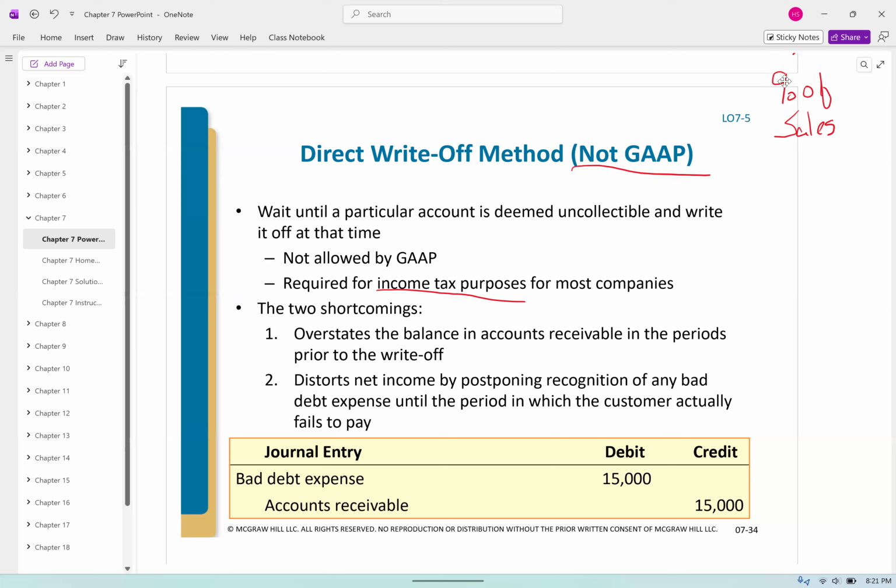We had to write it off using the direct write-off method. It was not a material amount to our financial statements. So the direct write-off method can be used. It just has to be an immaterial amount. We don't have an allowance account. We don't have that contra asset or anything like that. When we figure out an account is going bad, we write it off. We debit the bad debt expense and we credit accounts receivable for the bad customer.